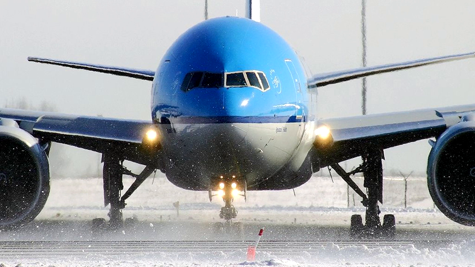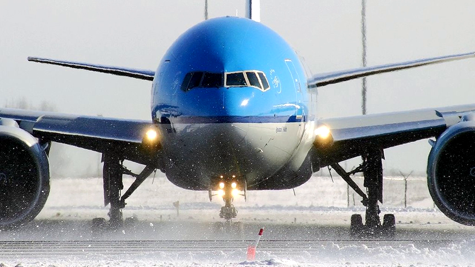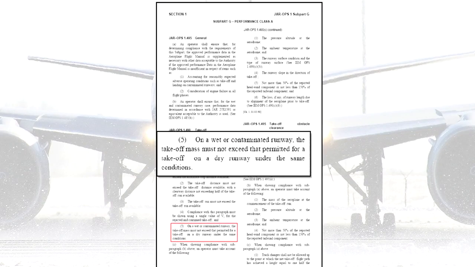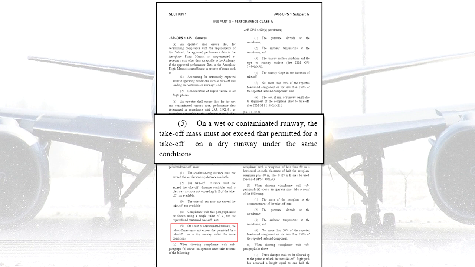Secondly, a lower screen height of 15 feet is used to determine the takeoff distance. These 2 points may mean that for certain aerodromes, it could be possible that the maximum takeoff mass for a wet runway could exceed the maximum mass for a dry runway. Therefore, JAR Ops 1 states that on wet and contaminated runways, the takeoff mass must not exceed that permitted for a takeoff on a dry runway under the same conditions.